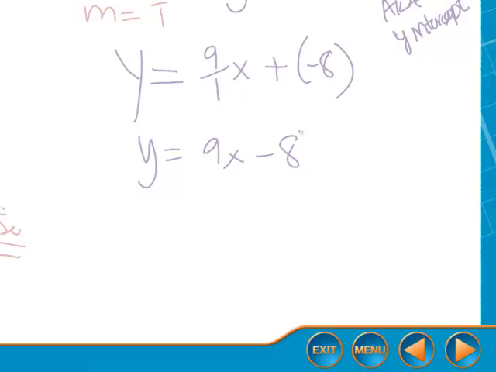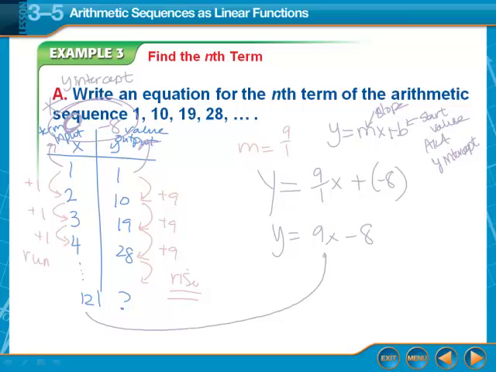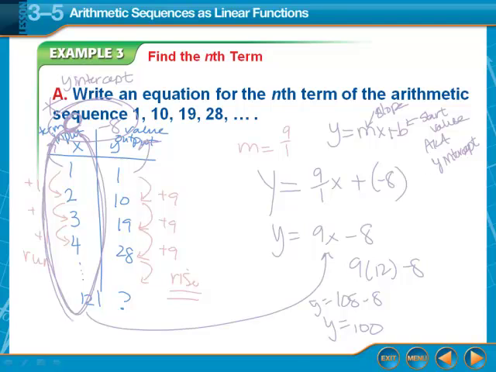How do you find the 12th term? 12 is my input. 9 times 12 minus 8. 108 minus 8. There's that 100 in a different way. This seems to be the method most students like better, is to set a table up. This is the part that the book will never give to you, this part right here. That's what you have to come up with, those values there.